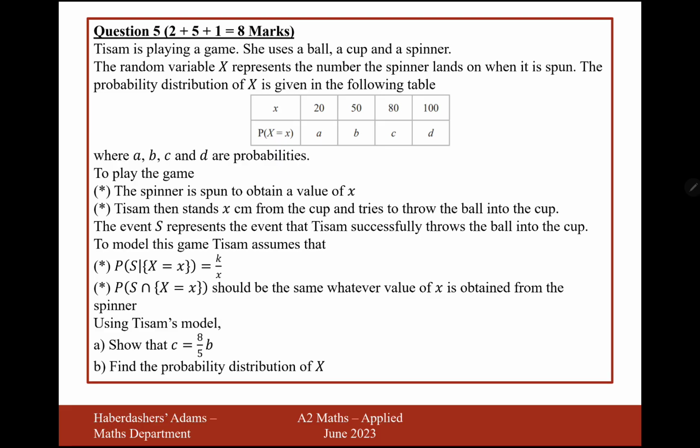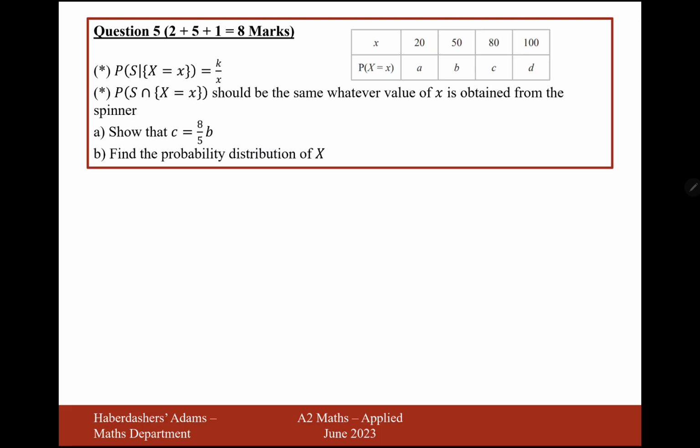The probability of scoring and getting one of these outcomes should be the same whatever value of x is obtained from the spinner. Using Tizam's model, show that c equals 8 over 5b and find the probability distribution of x. So let's just give myself a bit more space for this question now.